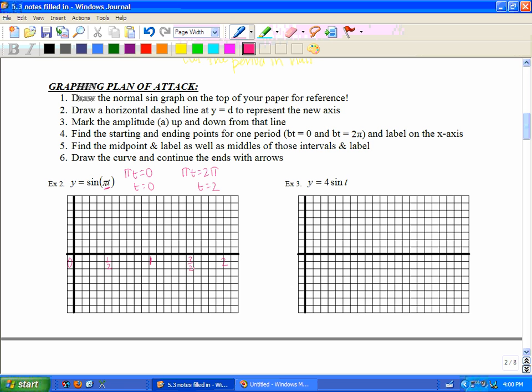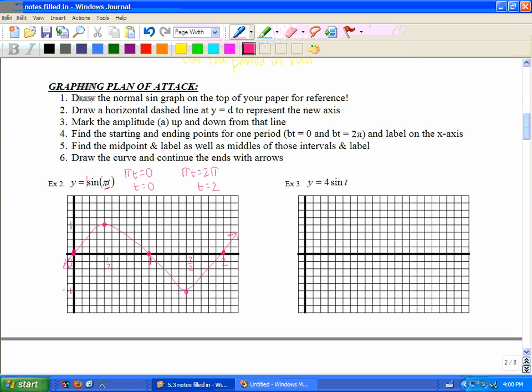And so our amplitude is 1. And so you can mark wherever you decide you want 1 and -1 to be. And so you're going to make your normal sine curve. So you're going to start at the axis. Halfway you'll be up at the top. At the middle you'll be back down. At 3 halves you'll be to the bottom. And then 2 you'll be back to the middle. So again, this is one period of the sine graph.